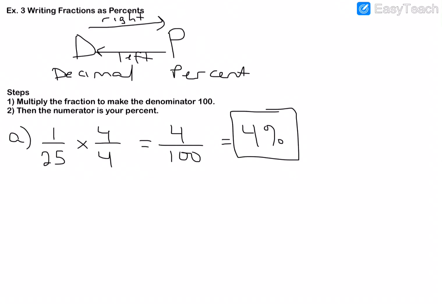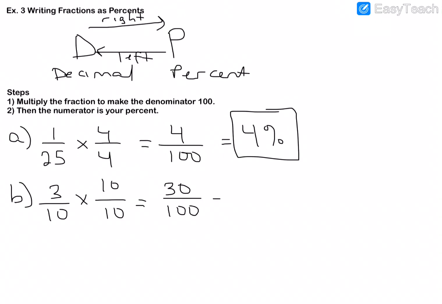Okay, so B. How about 3/10? Okay, what can I multiply 10 by to get 100? I would multiply that by 10, which means I have to multiply my numerator by 10. 3 times 10 is 30. 10 times 10 is 100, which means my percent is 30%. Okay?